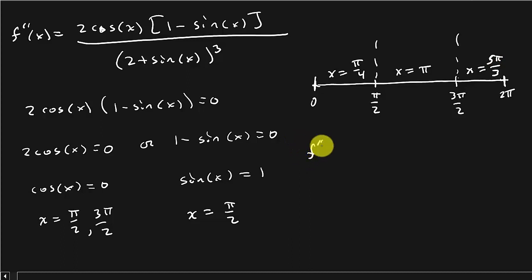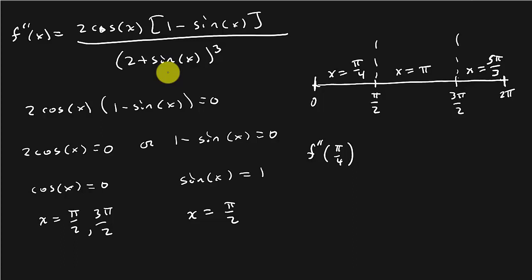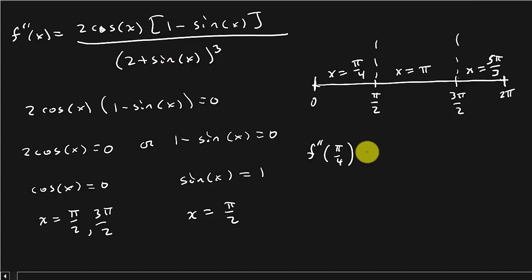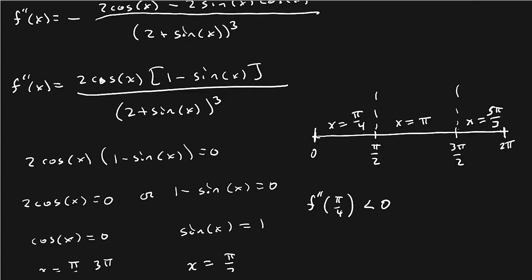And so I'm not going to go through and show all the work here, but if we took the pi over 4 and plugged it in here, remember the denominator will help you. The denominator is always going to be positive, because 2 plus sine is only going to be between 1 and 3. Even if sine is negative, it's going to be 2 plus negative 1 at the least. But if we plug this in, that's going to be positive. You see what I did? I left off the negative sign in front. This whole thing here is positive, but then you've got the negative in front, so that's concave down.